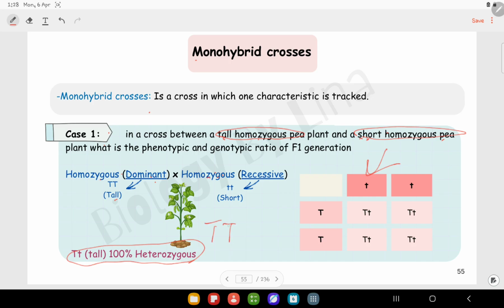Or you can easily do this by crossing by multiplication. You omit the repeated one, and at that time you say that all the offspring will be T capital T small. This is the easiest way.